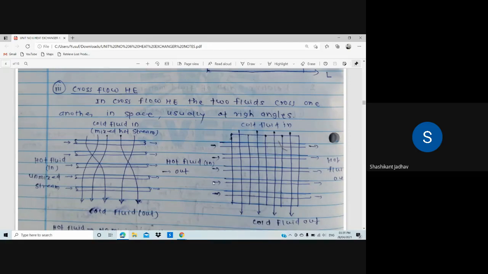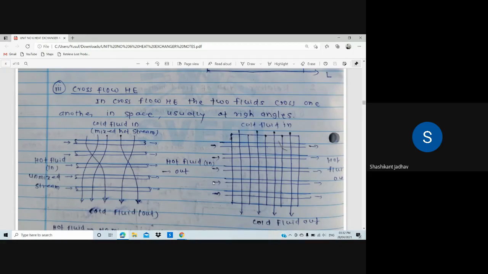Suppose first we pass the hot fluid. At that time, what will happen? Hot fluid increases the temperature of the solid matrix. And after that, we pass the cold fluid through that solid matrix. Because of that, the solid matrix initially acts as a sink, meaning it absorbs heat, and when we pass the cold fluid, it acts as a source, meaning it supplies heat. So in this way, heat transfer takes place from the hot fluid to cold fluid.